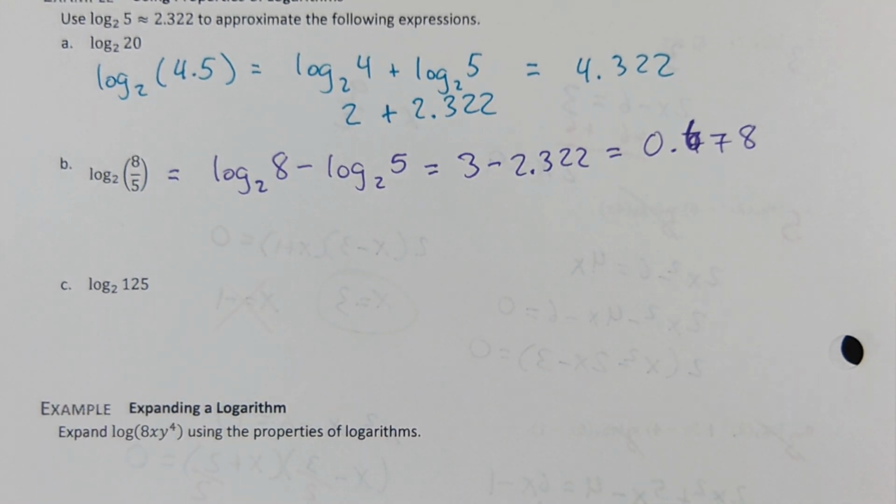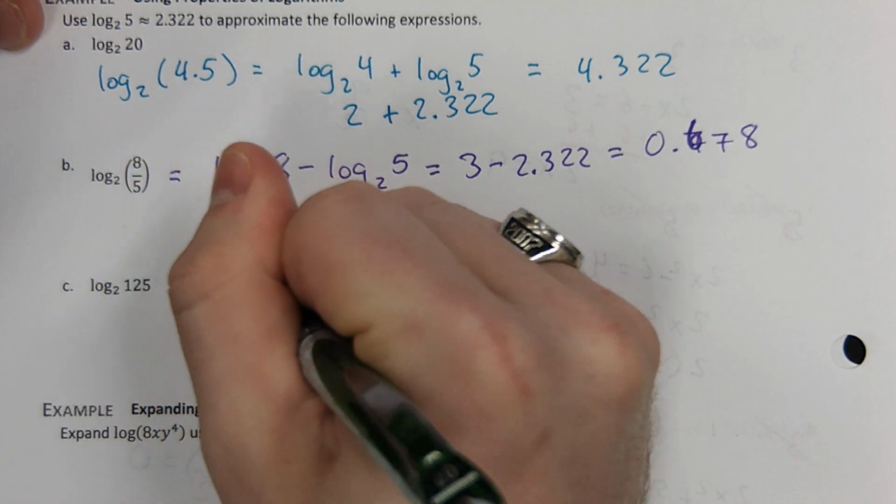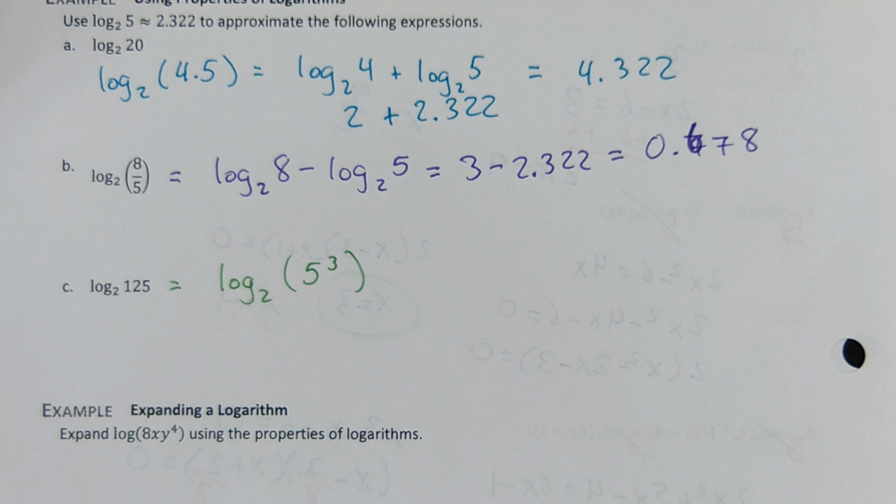This, 125. 125, what's significant about that number? It is a power of 5. What power of 5 is it? It is a third power of 5. It gives us this, log base 2 of 5 to the third.